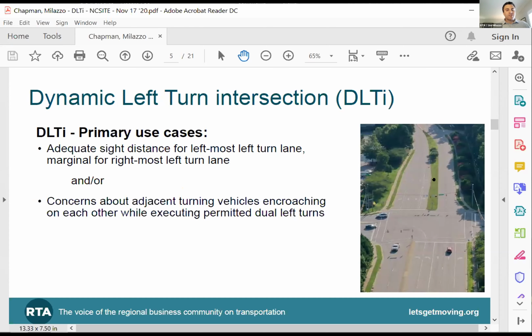We're going to get to more of that in a second, but the dynamic left turn, which is really varying the number of lanes available by time of day. The use case is similar, but not exactly the same.